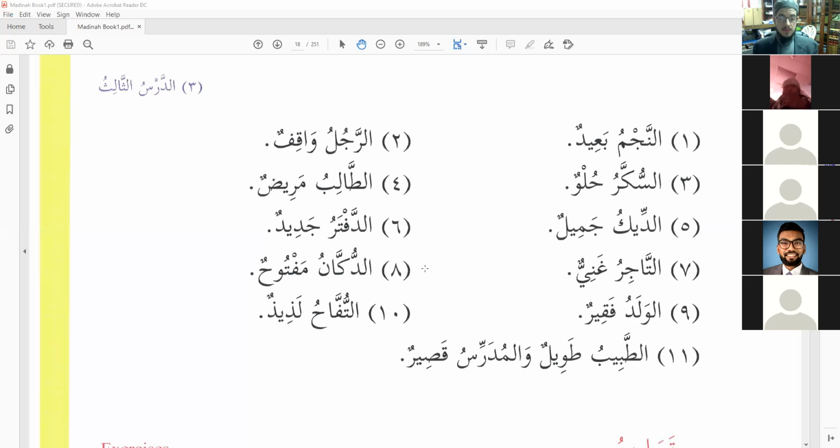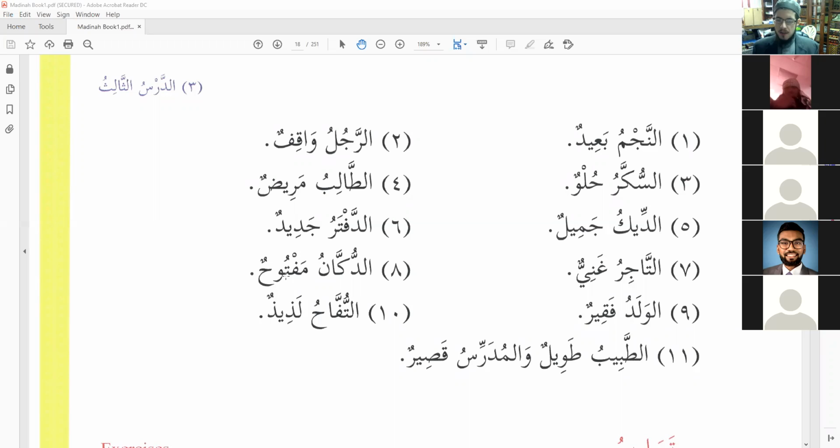الدكان مفتوح. Excellent work. Great job. Ad-dukanu is a new word we have not learned yet. It means the shop or the store. And listen to how she merged the lam into the dal, and so she had to double that dal sound. Ad-dukanu maftuhun. Maftuhun means open. The store is open. The shop is open.